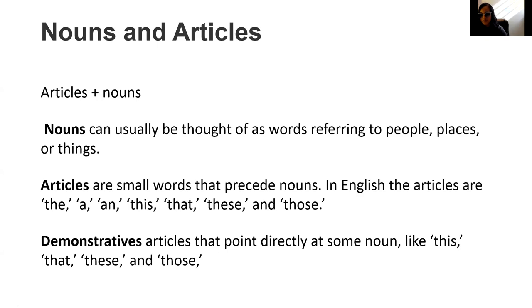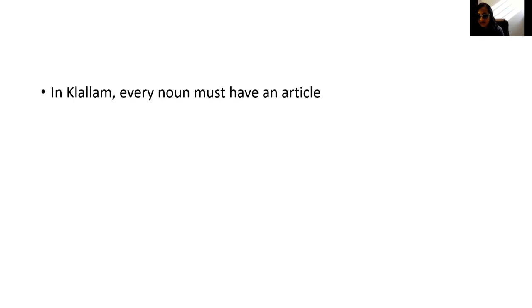There are important differences. The first one being, in English, an article is sometimes not required to make a grammatical sentence, as in I saw deer. In English, we could also say I saw a deer, I saw the deer, and so on. In Klallam, however, every noun must have an article.